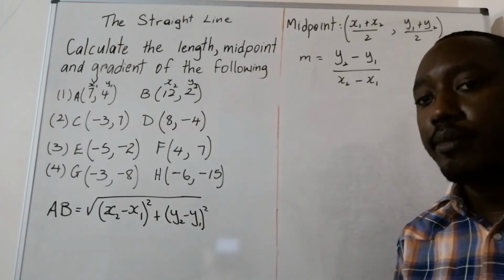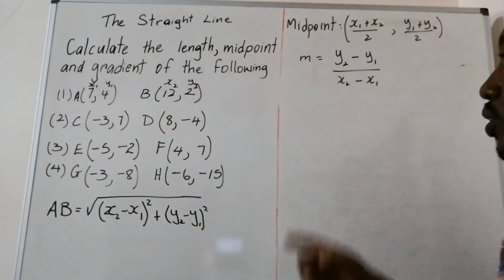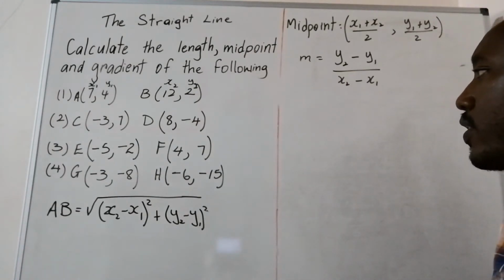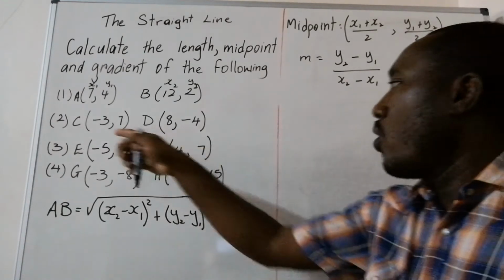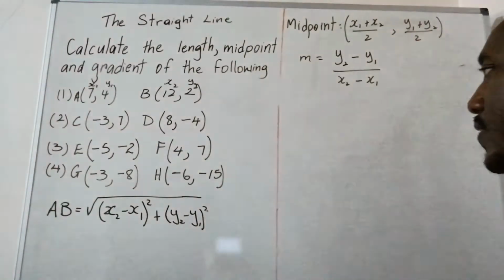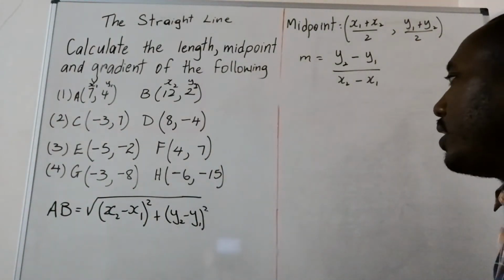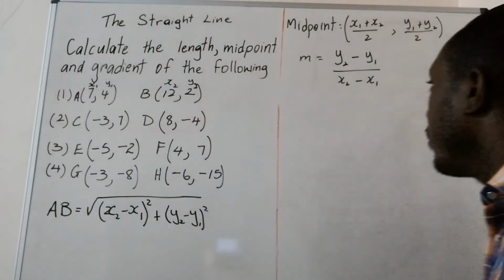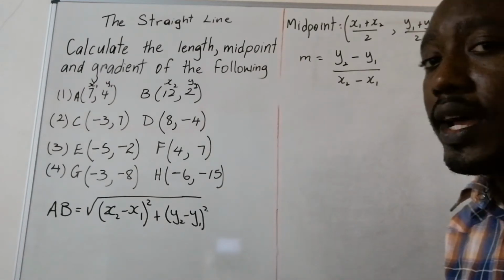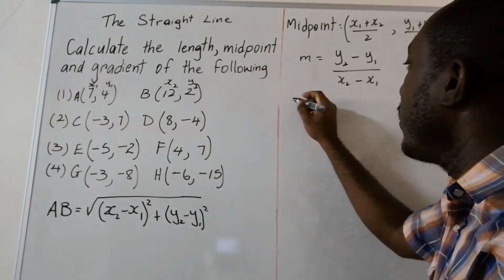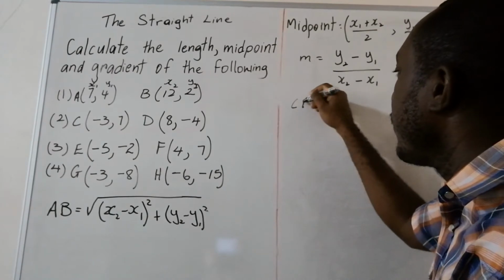Let's look at example number 2, where we have the line CD. The coordinate of C is (-3, 7) and the coordinate of D is (8, -4). So first, let's find the length of the line CD.